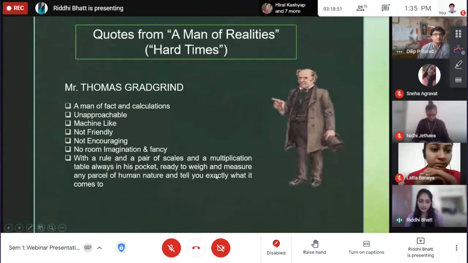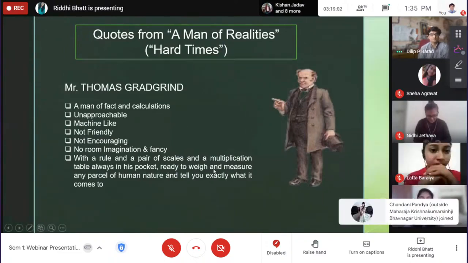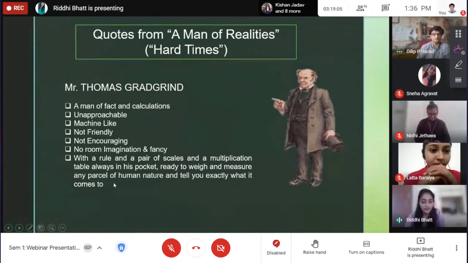The most interesting thing about Thomas Gradgrind is that he has a rule and a pair of scales and the multiplication table always in his pocket, ready to weigh and measure any parcel of human nature and tell you exactly what it comes to. Gradgrind is not a proper surname, but grade means graduation and grind means meal. Here we see Charles Dickens' very famous feature, characterization.